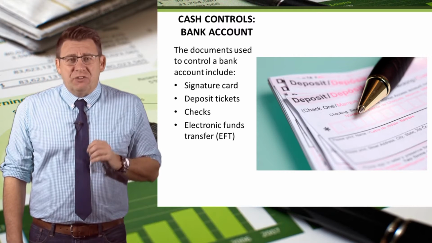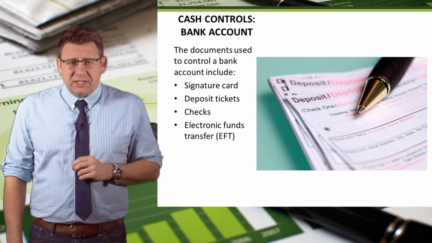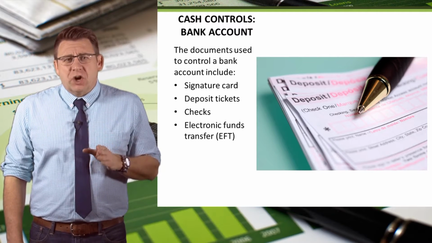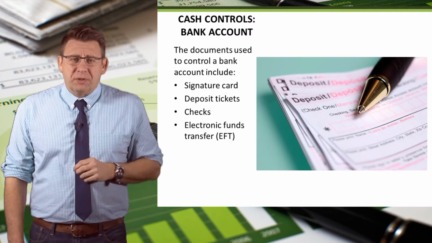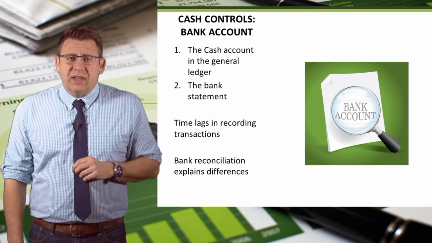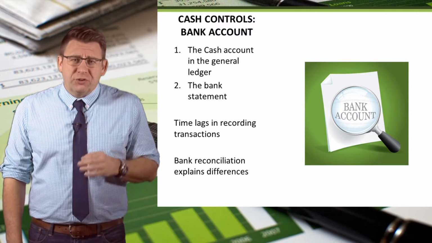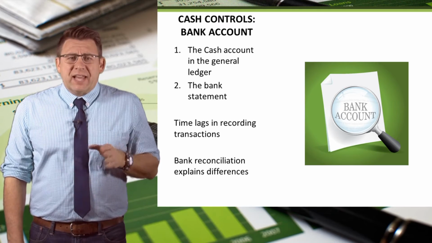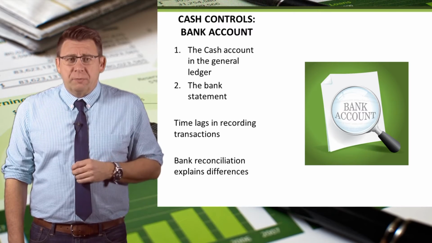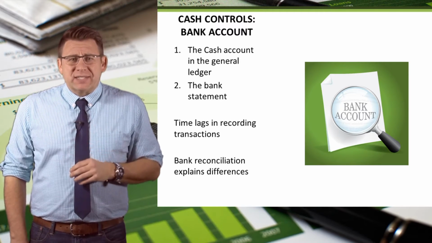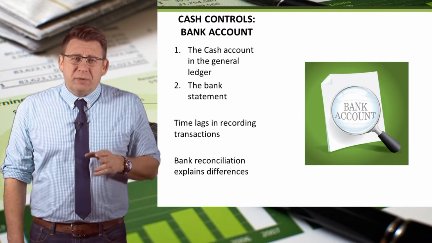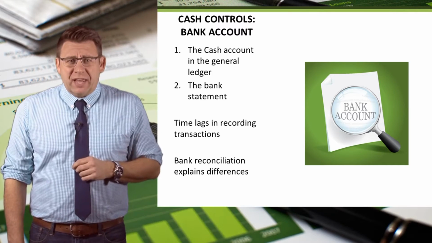So while having cash in the bank is more protected than in other places, we still have to verify that the amounts are correct. And in doing so, we need to remember that there are two records of a business's cash. The first is the cash account in the company's general ledger, commonly referred to as the book. The second is the bank statement, which shows the cash receipts and payments that have cleared the bank. The book and the bank statement usually show different cash balances. Differences arise because of time lags in recording transactions.